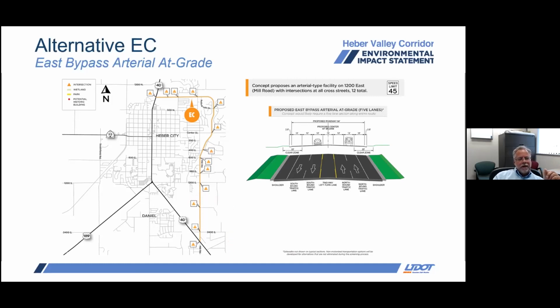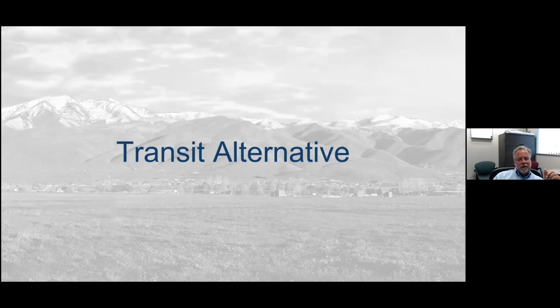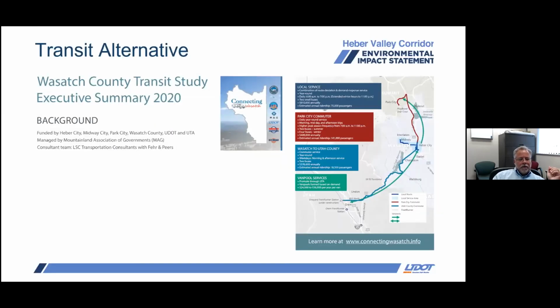So with that, that does get us through all the east alternatives. The last alternative to look at is our transit alternative. Just by way of background, a transit study was prepared in 2020 to develop a vision and an implementation plan for public transportation in the Wasatch County area to address many of the unmet needs there.